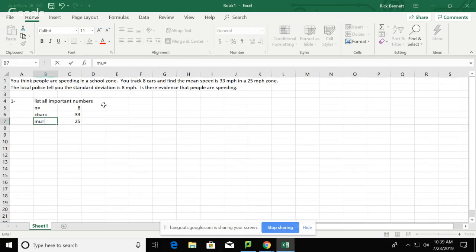Okay. Local police tell you the standard deviation is 8 miles per hour. What is 8? It's a standard deviation. Which standard deviation? Is it sigma or S? Let's vote. Who says it's sigma? 1, 2. Let's say I'm wrong. Who says it's S? Just because I don't mind being wrong. 1, 2, 3. Minority wins. It's sigma.